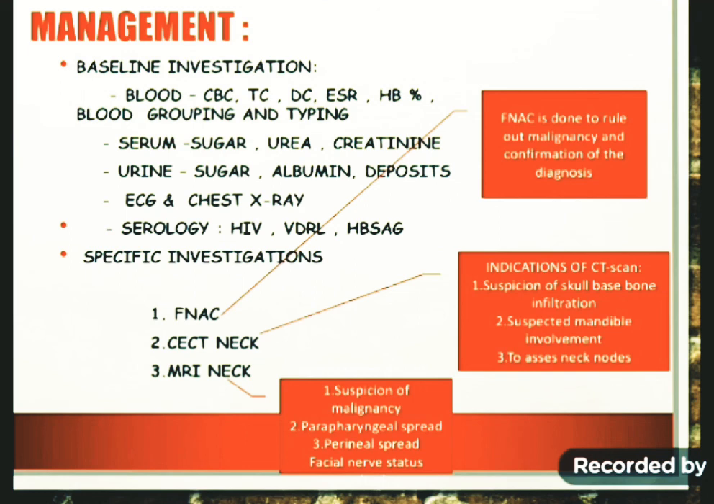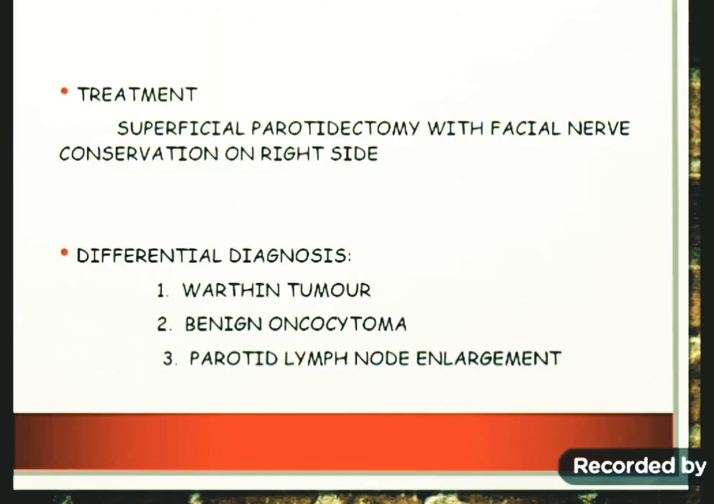You must remember that in a slow growing tumor, you don't have to do a biopsy, because if you do a biopsy, there can be seeding of the tumor. Then treatment. We saw that there was no deep lobe involvement, only the superficial lobe was involved, so we'll do superficial parotidectomy. You must remember that facial nerve conservation is very important in any parotidectomy. Unless the facial nerve is completely obliterated, you always do conservative surgery of the parotid gland. You always conserve the facial nerve no matter what.